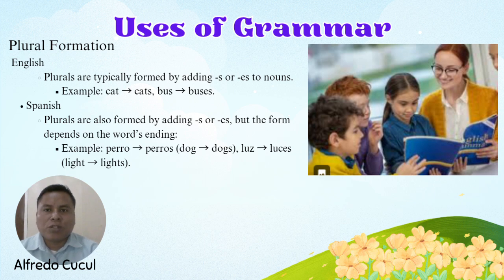Looking at the plural formation of grammar, understanding plural formation in multilingual classrooms helps students grasp how different languages handle number agreement. In English, forming plurals is by adding s or es. For example, cats, bosses. While in Spanish, the rules depend on the word ending. For example, perro, perros, luz, luces. Teaching these differences enhances students' ability to apply rules accurately across languages. So these comparisons will foster a deep understanding of grammatical structures, helping students to develop better language skills and adaptability.